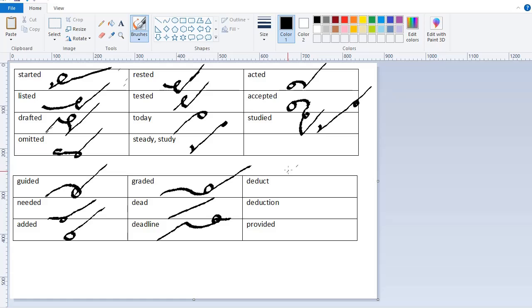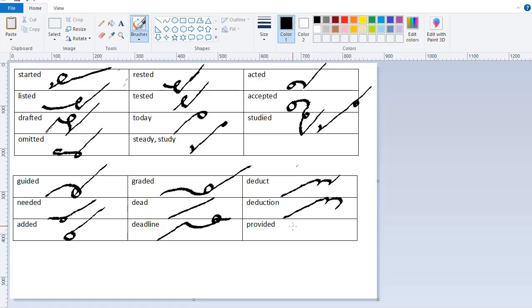Okay. Next, we have deduct. Deduct. So, we have dead, and then act. We have dead, and then act. Okay. Ayan. Next, we have deduction. So, deduct, and then your shun. Shun, di ba? Downward na slanting line.